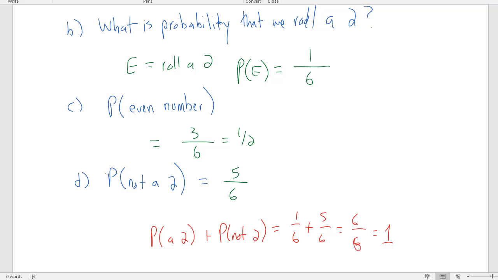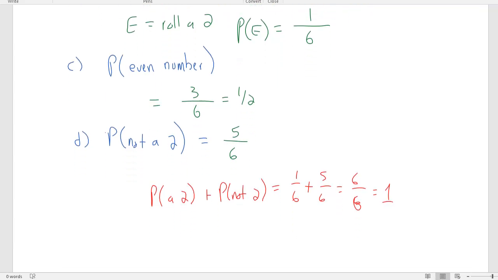So intuitively, what we're saying is there's one way to get a 2. All of the other outcomes in the sample space are not a 2. So when I look at all the ways to get a 2 and all the ways to not get a 2, that's all the outcomes in the sample space. And this is what we call the complement rule.